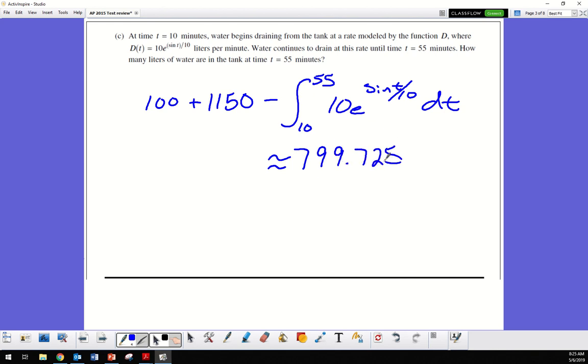And what's that going to be? What are my units? Liters. It's not asking for a rate, it's just liters. How many liters of water are in the tank?